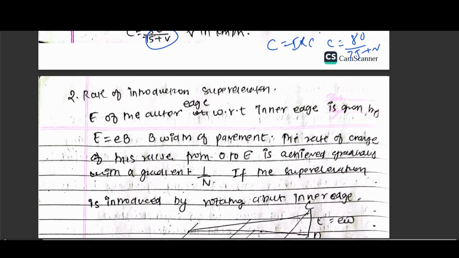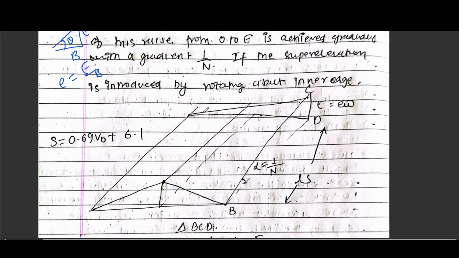So let's now move on to the next method, that is the rate of introduction of super elevation. Super elevation means the lifting, raising of the outer edge of the curve with respect to the inner edge, and it is given by, if this is E and B, then theta is the super elevation, so e equals E by B. This we have explained earlier as well. Let's move on to this figure, which is very clear.